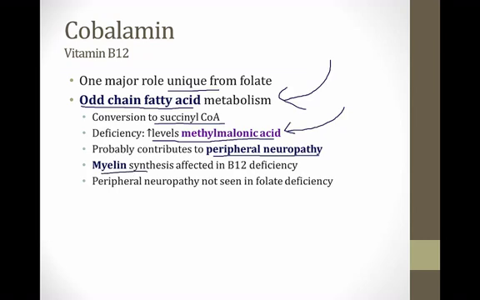Myelin synthesis is ineffective in patients who are deficient in vitamin B12, and therefore a peripheral neuropathy develops, and this is unique to vitamin B12 deficiency. You will not see this in folate deficiency, and this is one way you can tell the two vitamin deficiencies apart because, as I showed you before, they both contribute to megaloblastic anemia, but only in a B12 deficiency will you see a peripheral neuropathy.